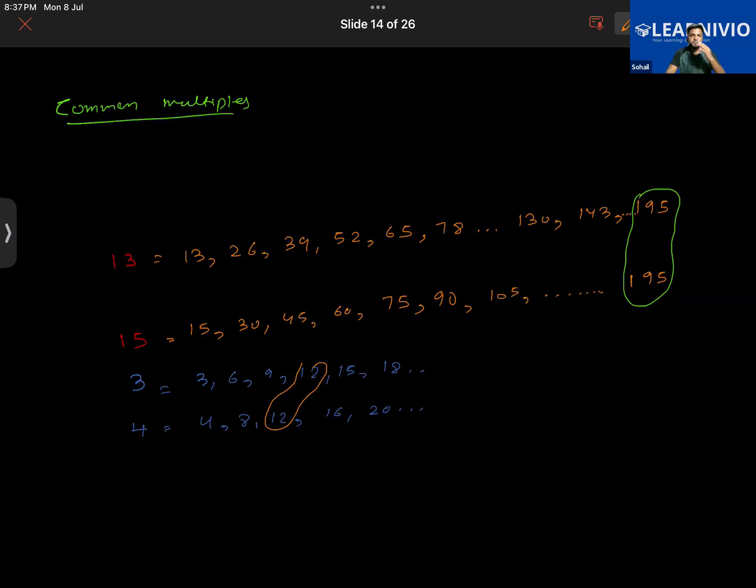So first of all, write the definition of common multiples. So you'd be explaining it that a common multiple is a number that can be divided exactly by two or more different numbers. What do I mean to say?